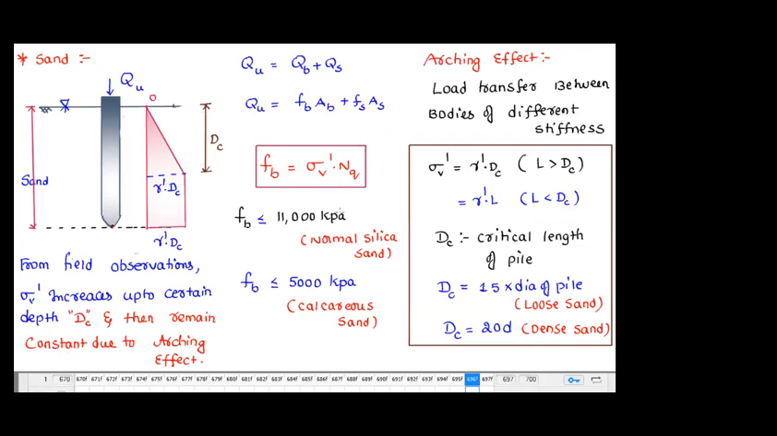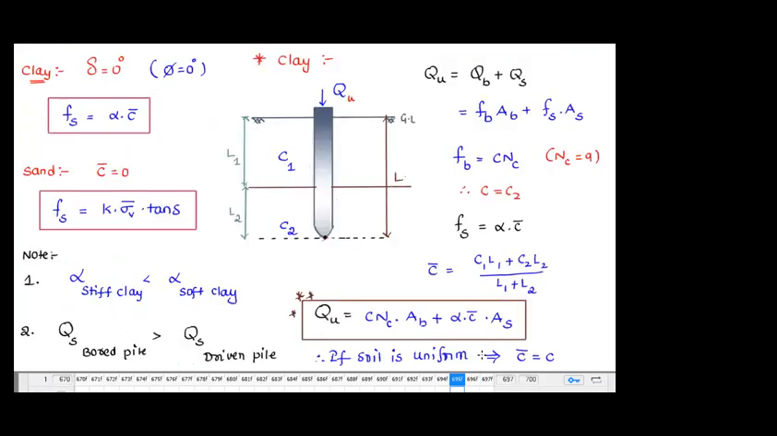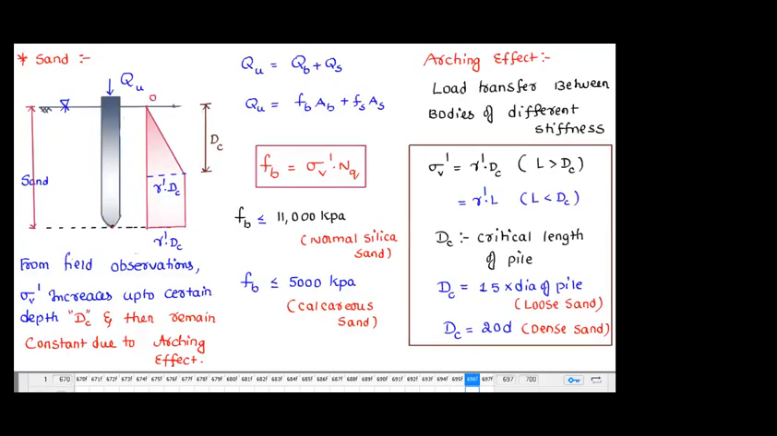So the sand is going to be a little bit complex. The clay is very simple, Nc and alpha c dash. But for the sand, you have to be very careful here. In examination, if they don't mention DC, you just simply take DC is equal to L. But generally they will mention.